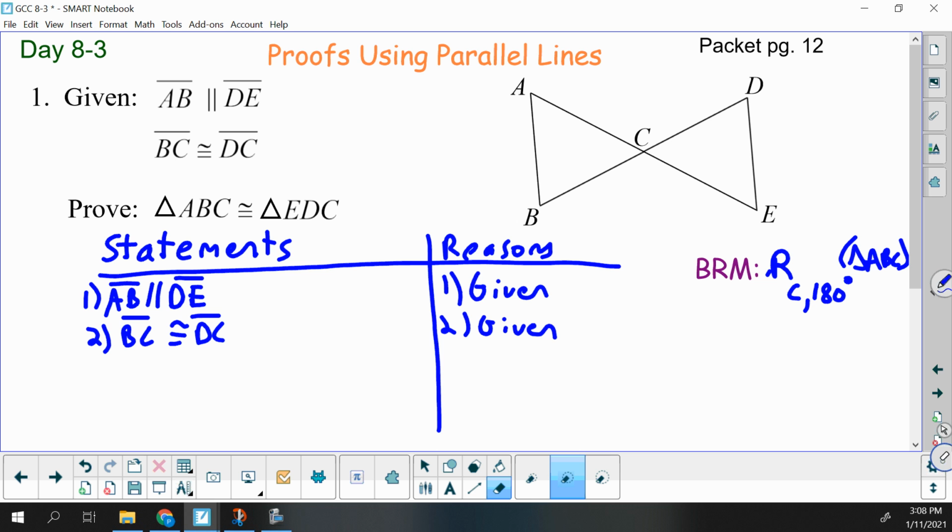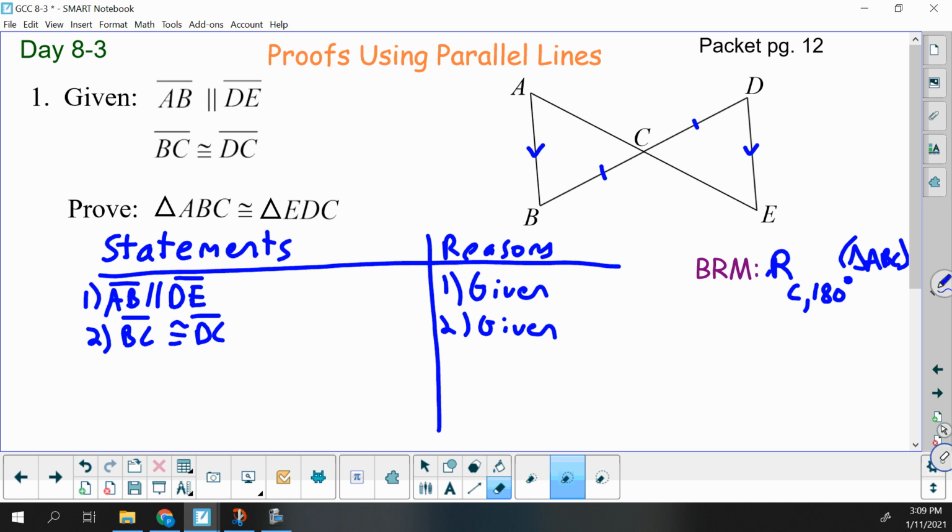All right, and from our givens, we want to mark up our picture. When you have parallel, we mark that with an arrowhead. So we'll put a single arrowhead on each of those. We also have BC congruent to DC. Now just note that arrowhead is not meaning it's congruent. So we can't use that side in like side angle side or angle side angle or anything. It just tells us that it's parallel.